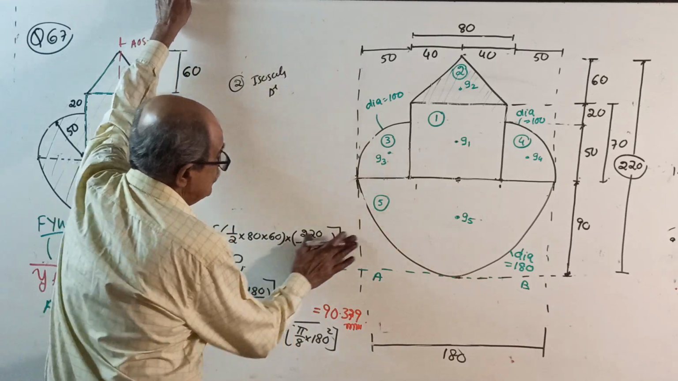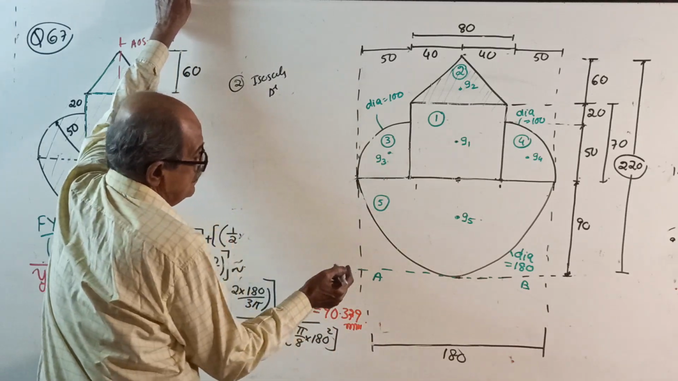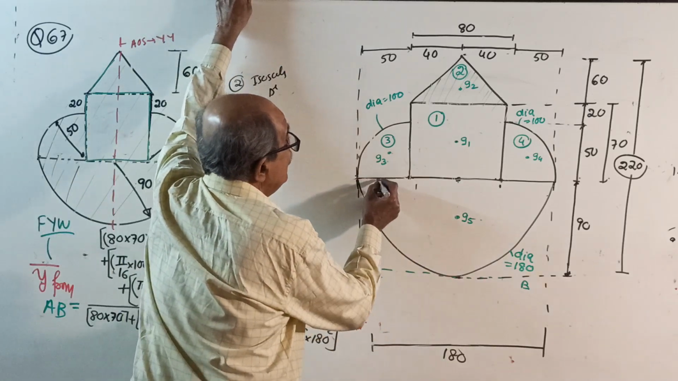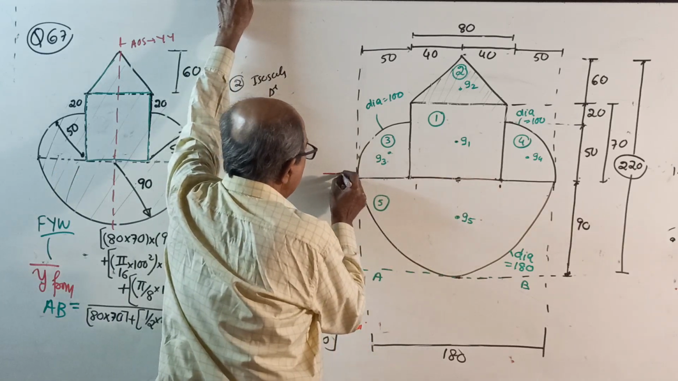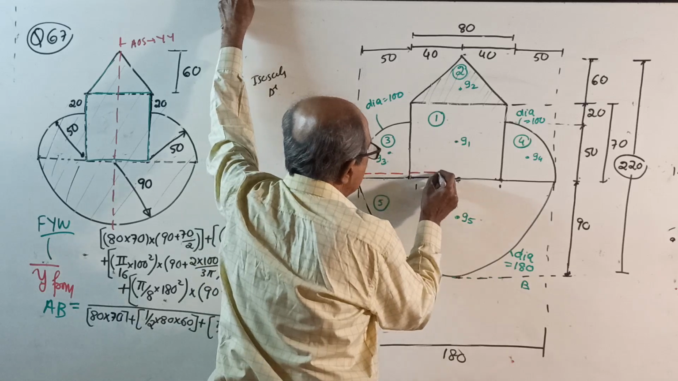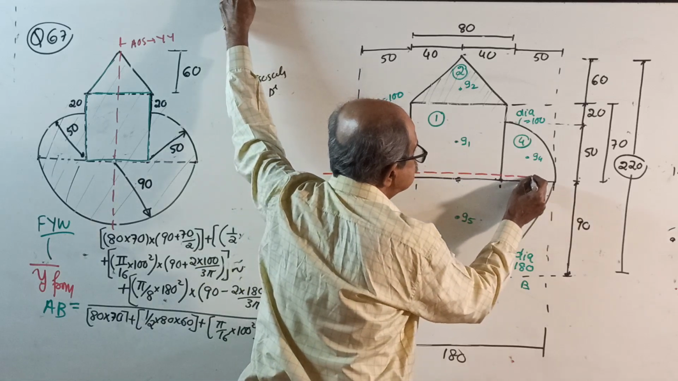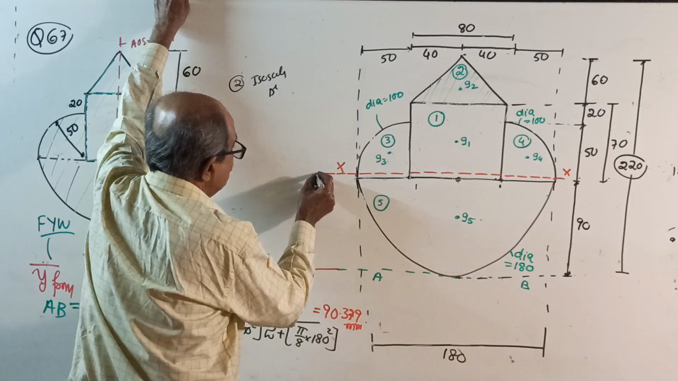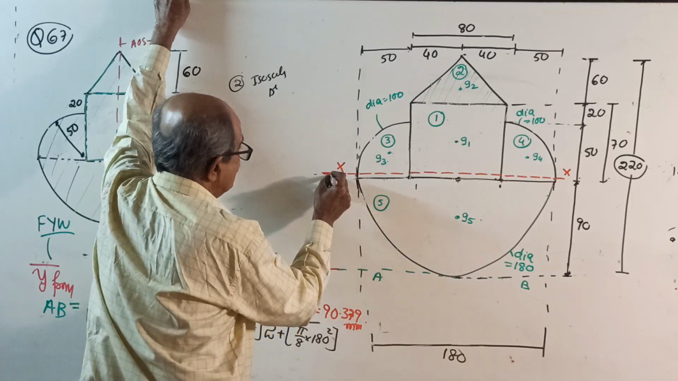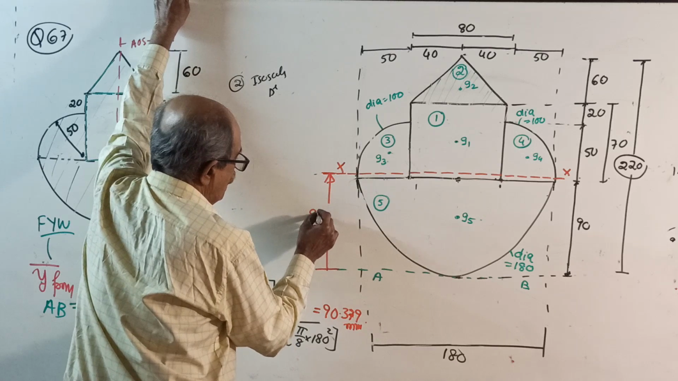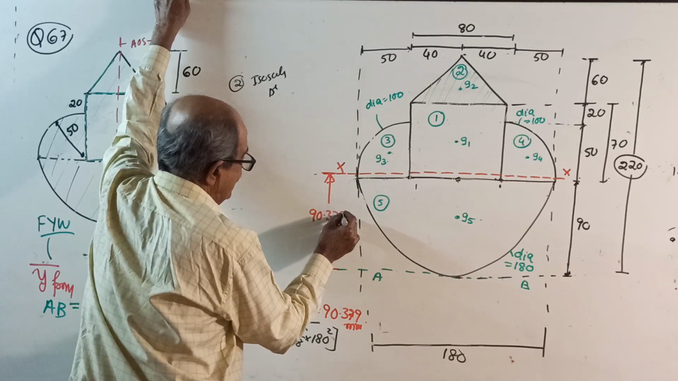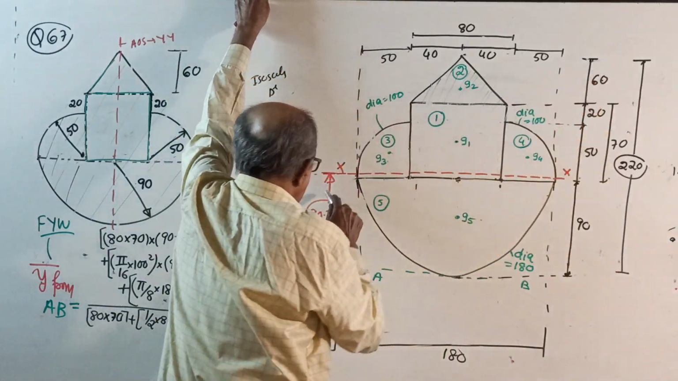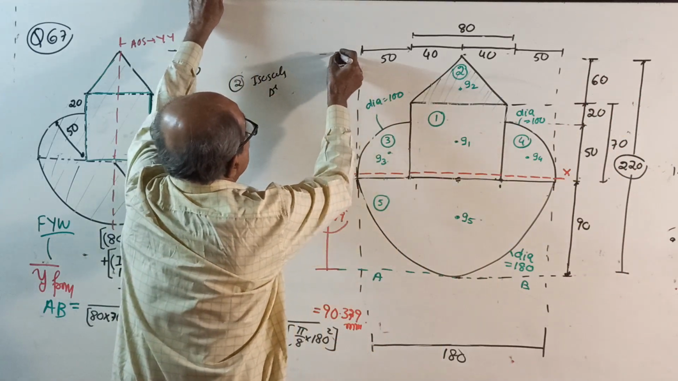Now this I remove now. Therefore, 90.379 means, see, this is 90. Very, very near to this edge, but slightly above. Okay. See, very slightly above. This is your x-axis. From the bottommost extreme here up to here is 90.379. Now, from the total 220, subtract it, you will get distance from the topmost edge.